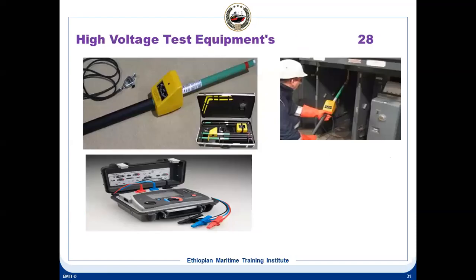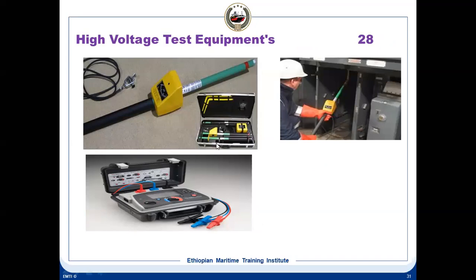Then high voltage test equipment. Generally on board a ship with high voltage, you will find only these three items. One is a high voltage probe. You cannot measure a high voltage with a normal multimeter which is on board ship. You have to stand a certain distance away from the high voltage. This probe is around 1.5 meters long, and when you touch the probe here, you get a voltage indication here.